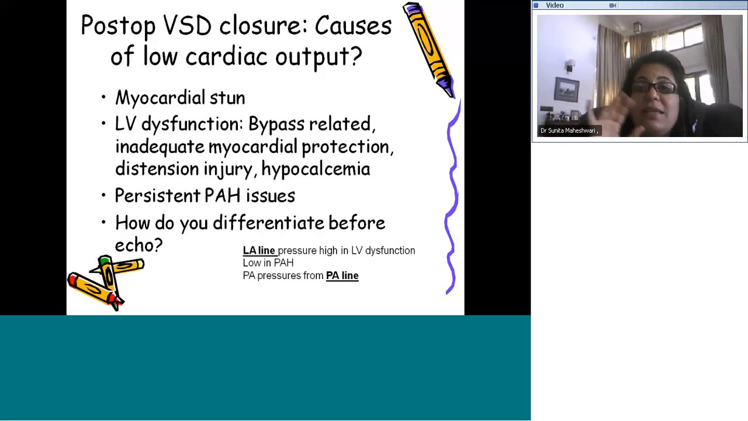Okay? But if you have an LA line, it's very important when they come out of the OR to check what lines are available. What can I be looking at to assess this baby? Okay, CVP is there. Okay, LA line is there. Do I have a PA line? And look at all these three in totality.